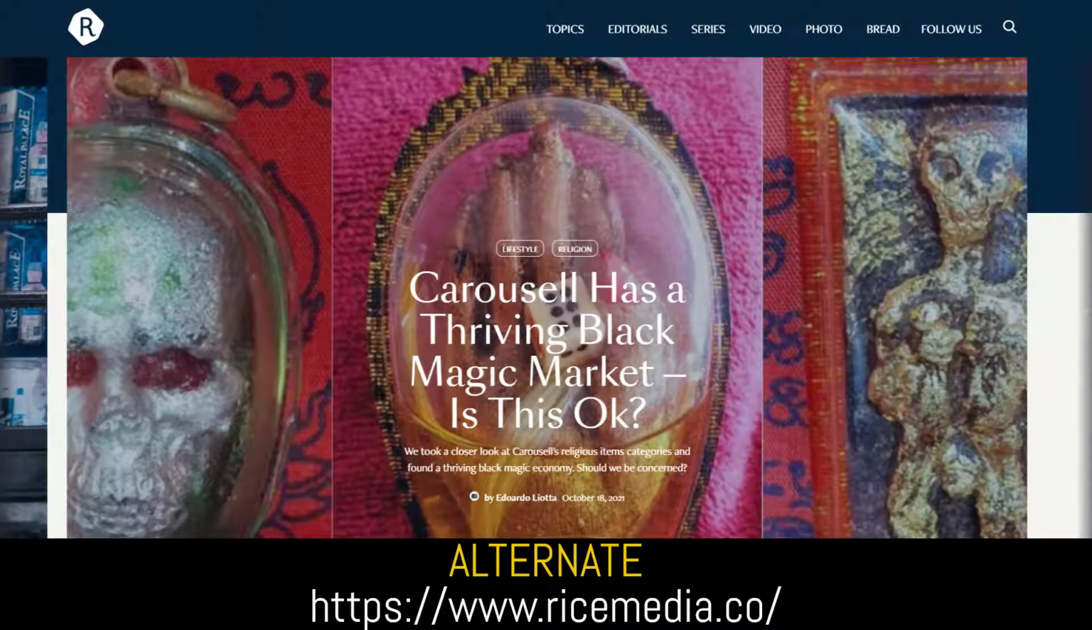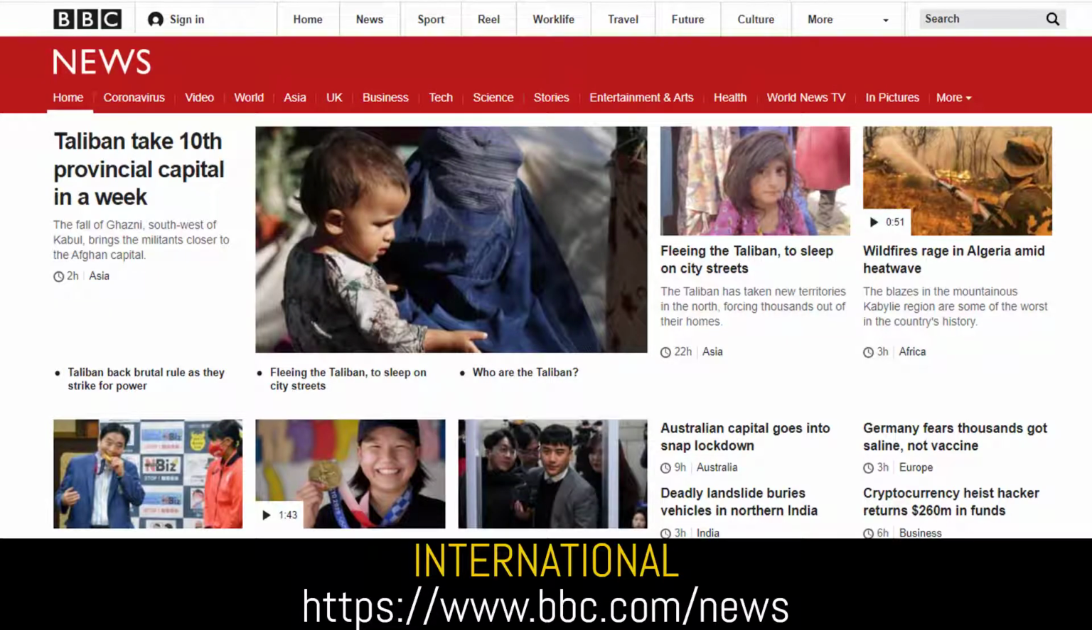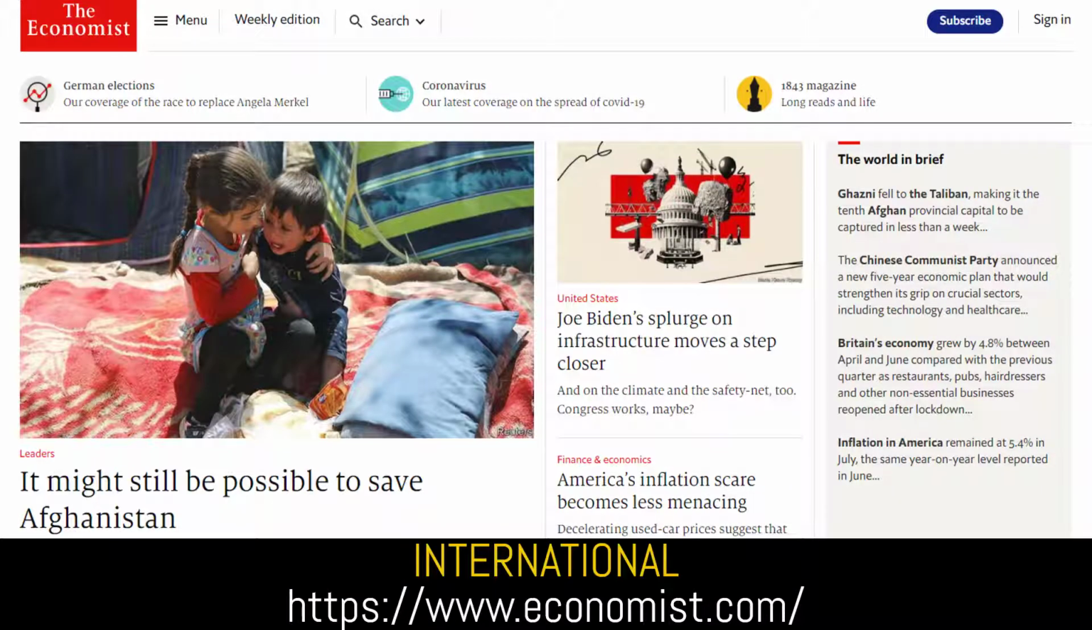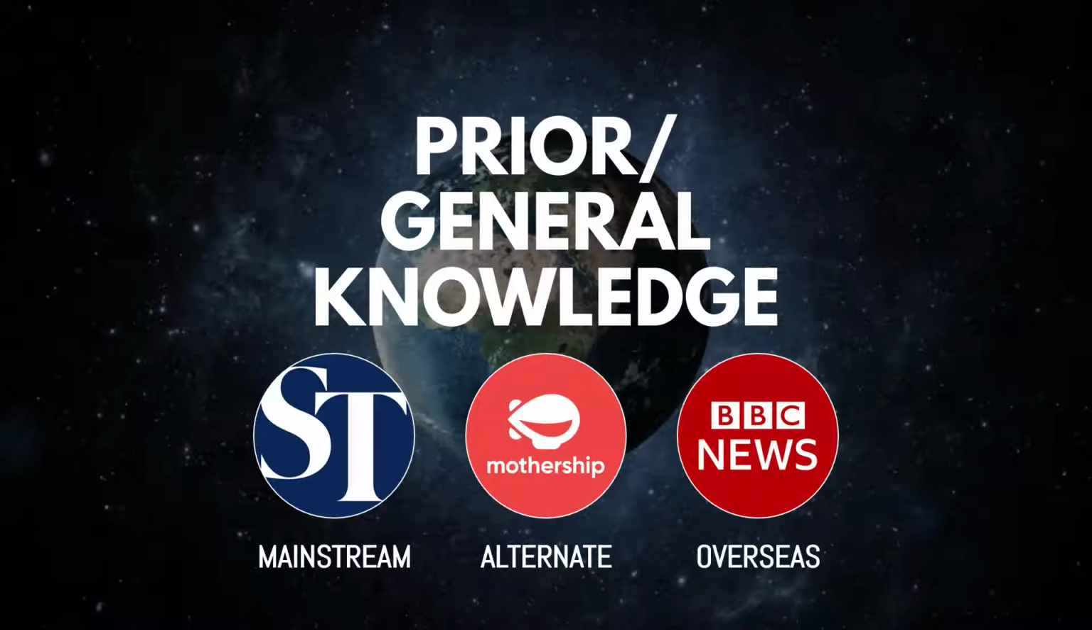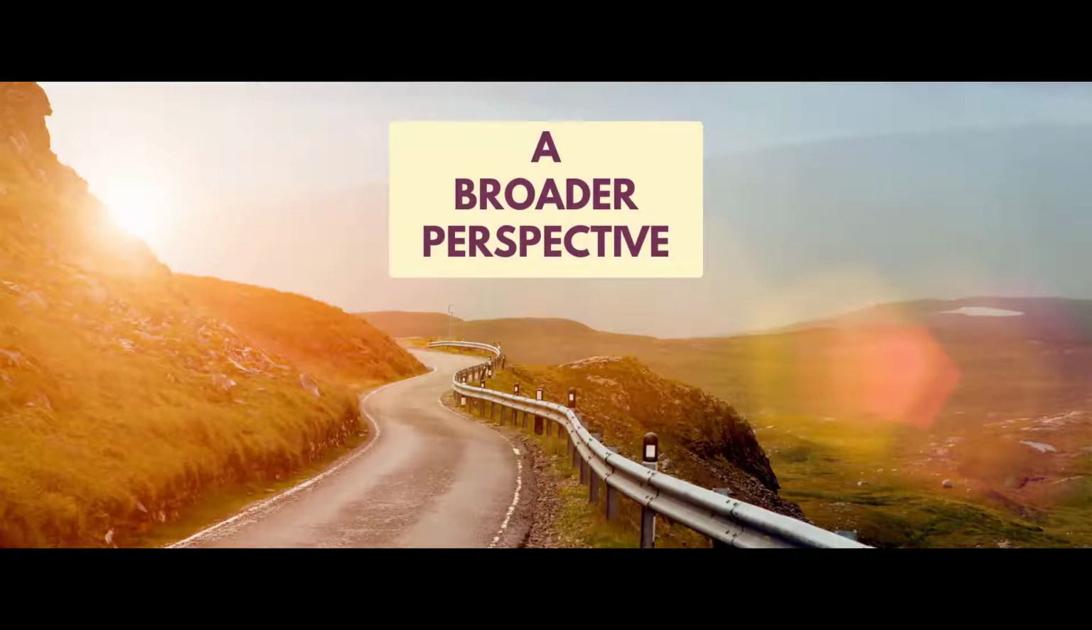And last but not least, we have the alternate media, which is called Rice Media. It has quite a number of interesting stories that normally the mainstream sources won't be reporting, such as Carousell having a thriving black magic market. Is that okay? So we touch on areas around society issues. Next, we have international sources where we talk about BBC, or the British Broadcasting Corporation, where we talk about international news, which you should be aware of as well because they do affect Singapore. Another source is The Economist, and that will bring us to 3 types of sources. We're talking about mainstream, alternate, and overseas. It allows you to have a broader perspective.